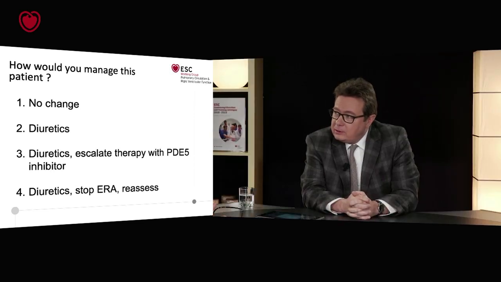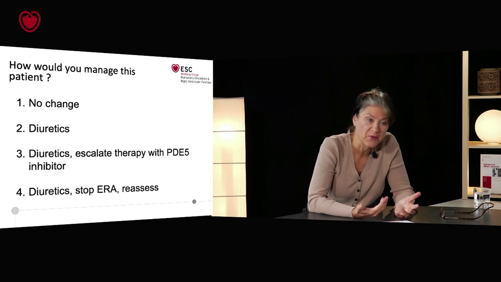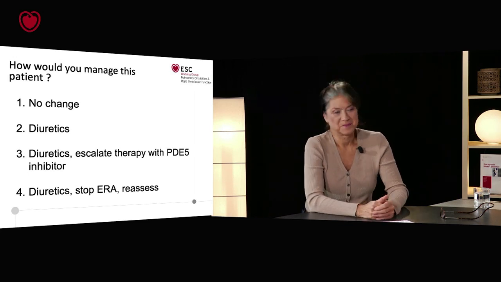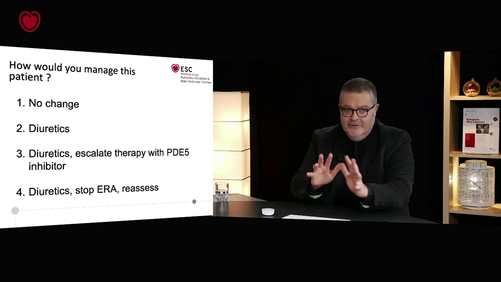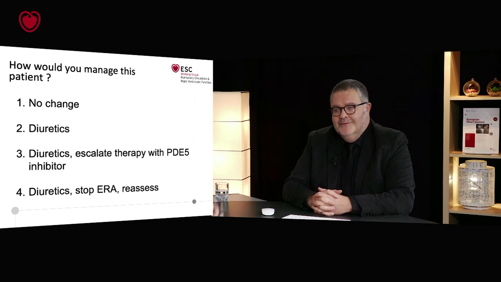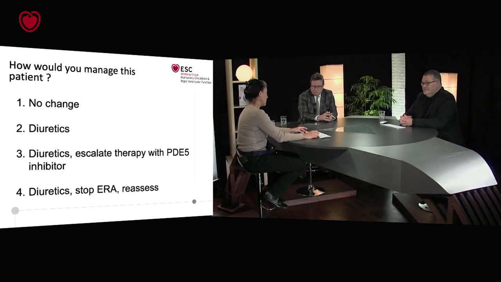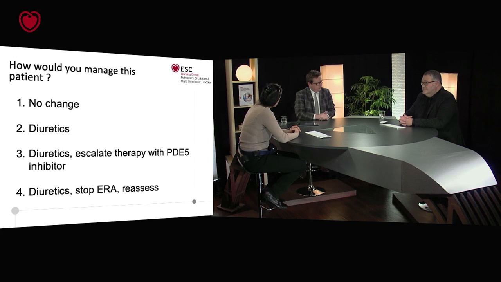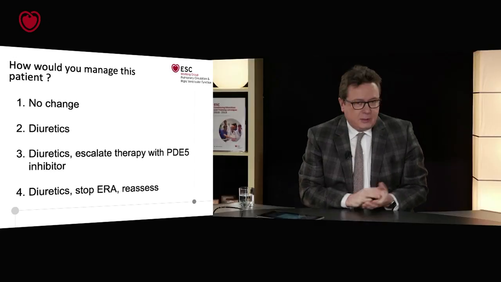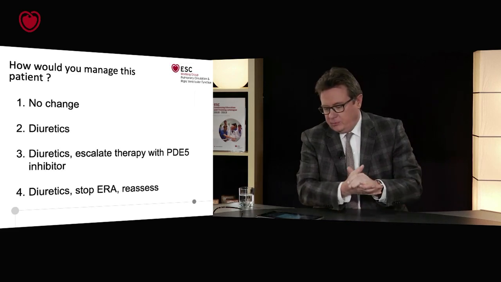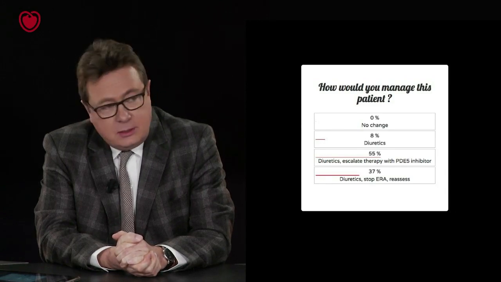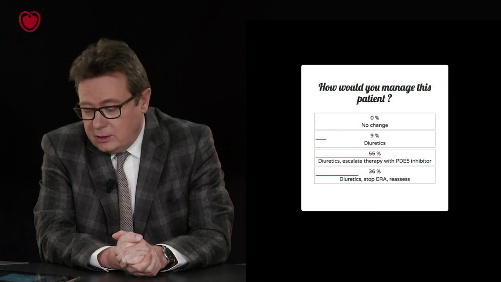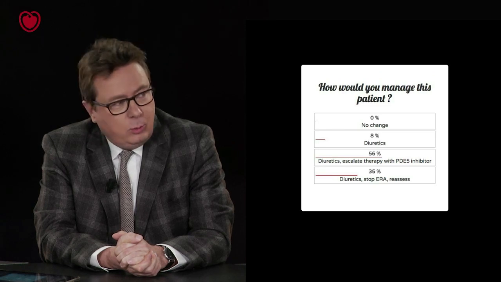I'm really surprised because the first thing patients do when they cannot breathe is take diuretics. And she actually didn't. No, she was on and off, and she didn't receive any instruction to keep the diuretic regimen on during the time she was between two institutions. Because this is a blessing, almost, you know, because some are harmed by it. So we have a very interesting result here. So no change, 0%. Obviously, this patient wasn't doing well, so doing nothing was not an option. Diuretics, 8%. And then 37% says start diuretics, stop the ERA, and then reassess. And the majority of the audience said give diuretics and escalate therapy with the PDE5 inhibitor.